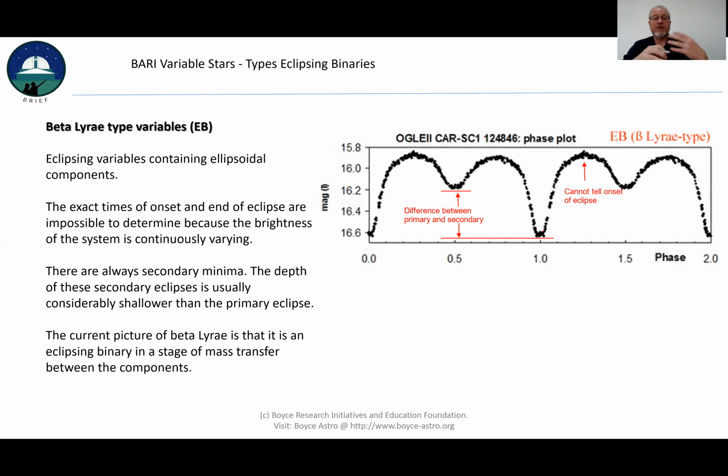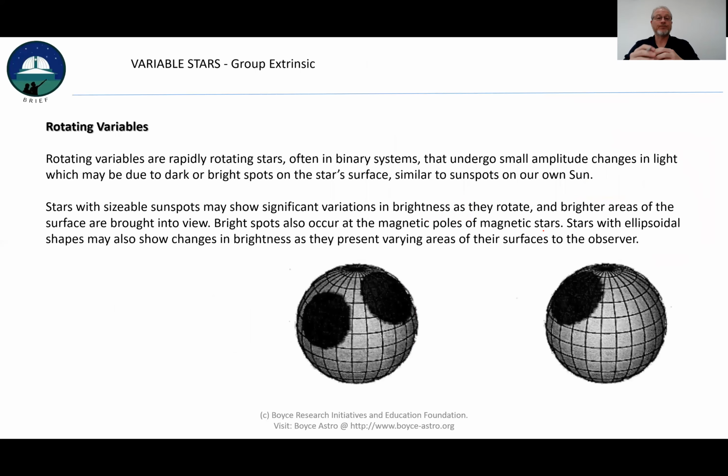The depth of the secondary eclipse is usually much shallower than the primary eclipse. Remember in the previous, the secondary was very close to the primary. Here they're shallower, but they're still in a constant change of variation. The current picture of Beta Lyrae is that it's an eclipsing binary in the stage of mass transfer between the components. So they're filling the Roche lobes and mass is being transferred through that Lagrange point.